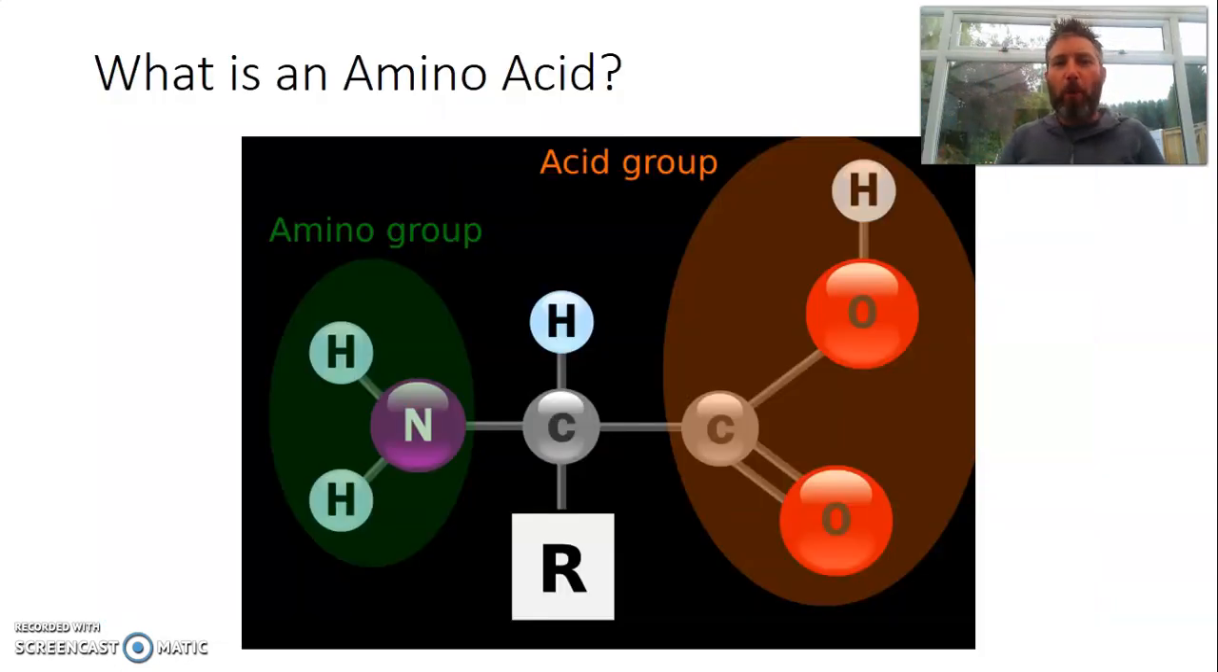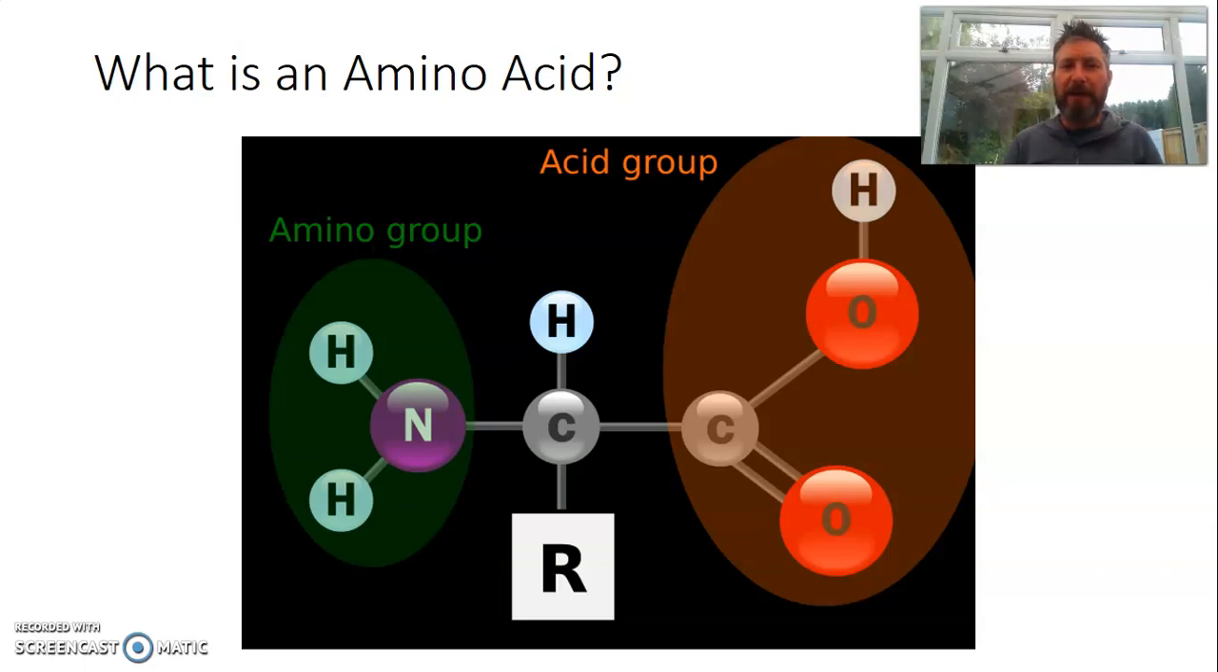Right, what is an amino acid? This is an amino acid here. It's a very particular kind of molecule. At A-level chemistry we spent some time on it, and in biology we spent some time on it. But as far as we're concerned in BTEC, it's just a molecule. It's called an amino acid because it has 2 bits on it.